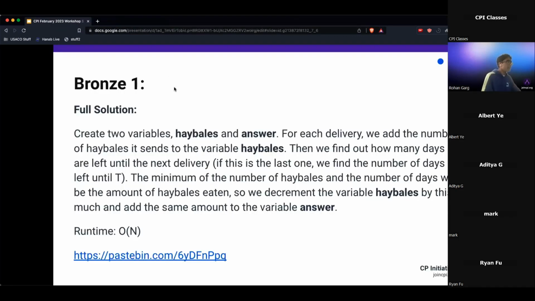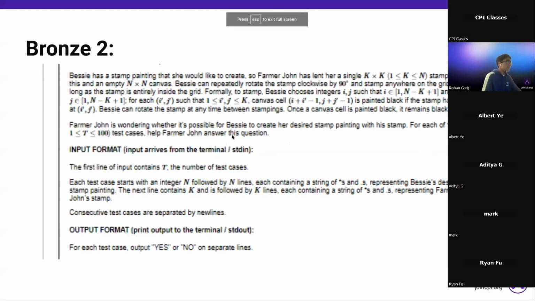I think this one, in my opinion, was the hardest Bronze problem on this contest. So let's go over it. So in this one, Bessie has a stamp painting that she would like to create. So Farmer John gave her a single K by K stamp to do this and an empty N by N canvas. Bessie can repeatedly rotate the stamp clockwise by 90 degrees and stamp anywhere on the grid as long as the stamp is entirely inside the grid.